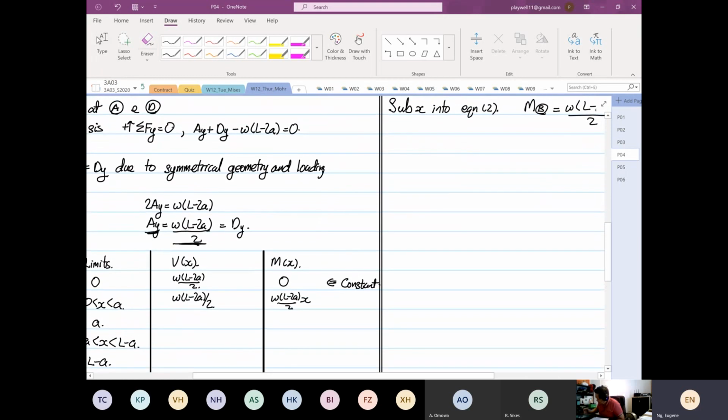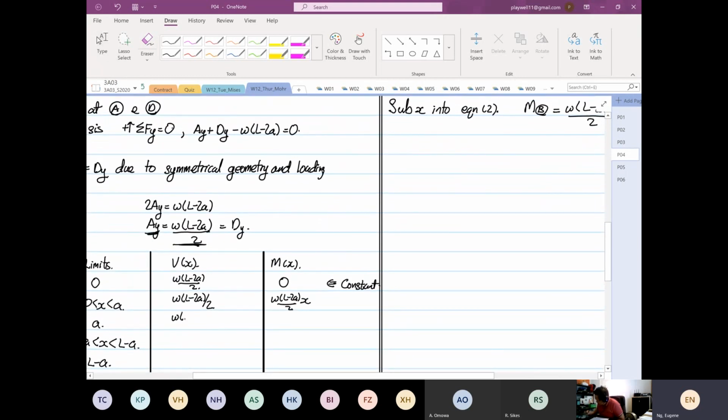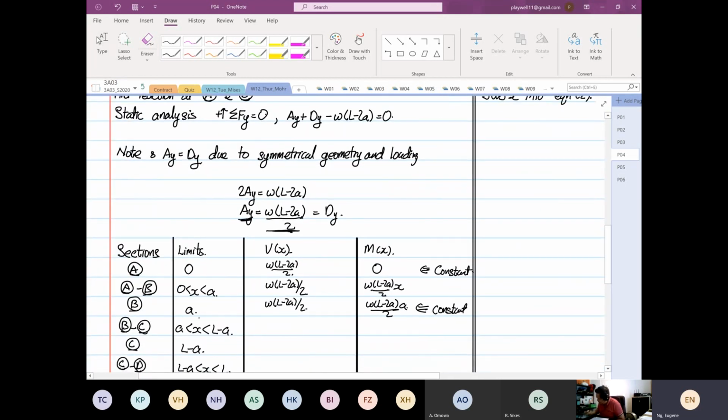Okay, so over here, you still have ω(L - 2A)/2. And this is equal to L·ω(L - 2A)/2, and you have A. Now this over here is a what? Constant. Because your x is not varying. Your x is A, the one before x is equal to 0.